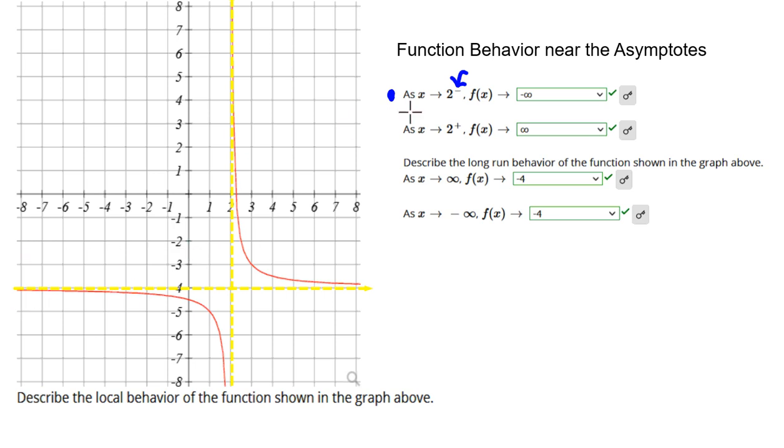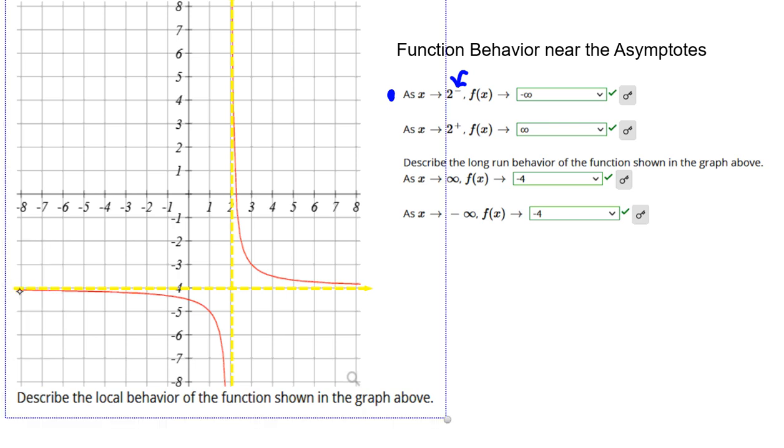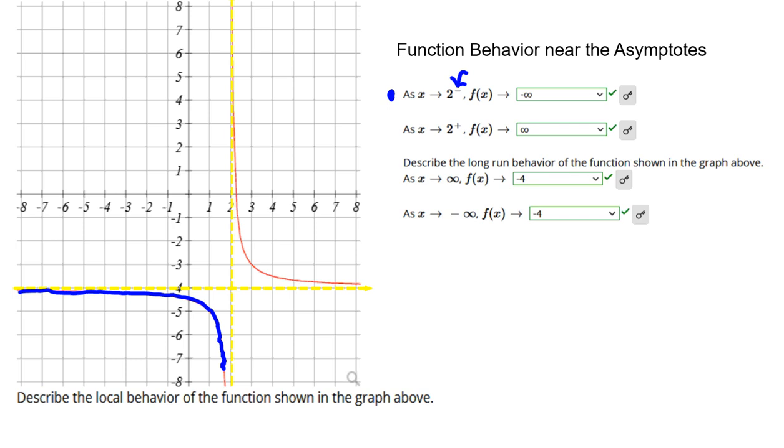And what we're interested in is the behavior of the function f of x, which is graphed in red. So we want to follow along on the function graph from the negative side of x and see what happens to these y values as we get closer and closer to that vertical asymptote at x equals 2. And what we can see is that the function is going to decrease, continue getting lower and lower without bound. And so we say that the function is approaching negative infinity.